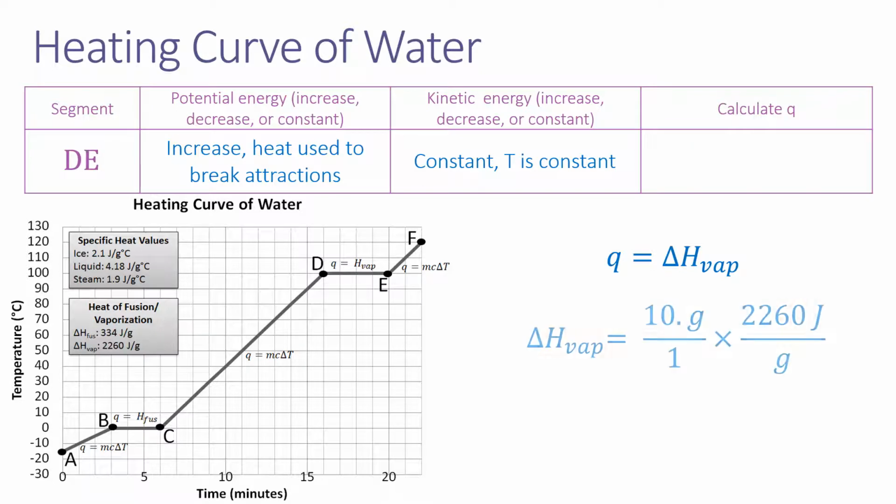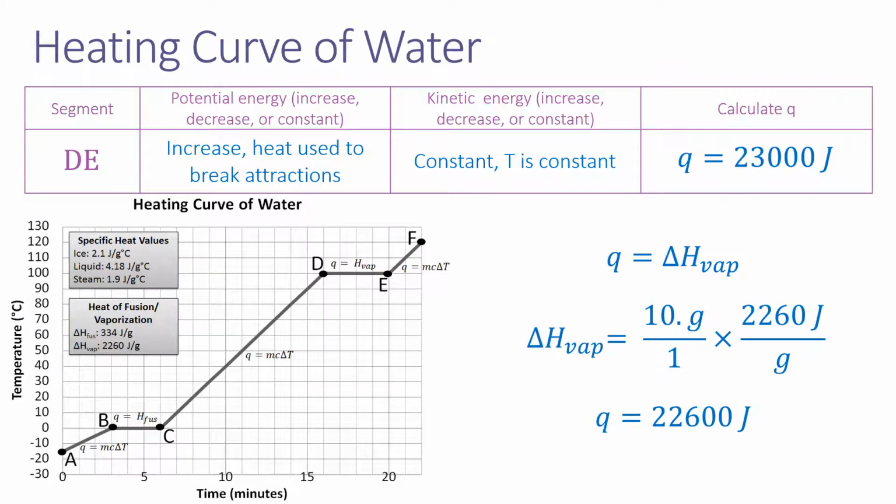So my heat of vaporization is 2,260 joules per gram. I've got 10 grams of water here. So I get 22,600 joules. This again needs to be 2 sig figs. So that's going to give me 23,000 joules.